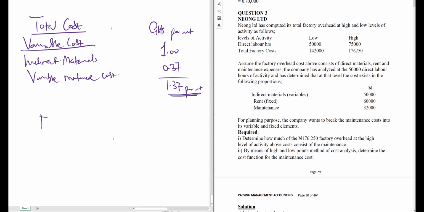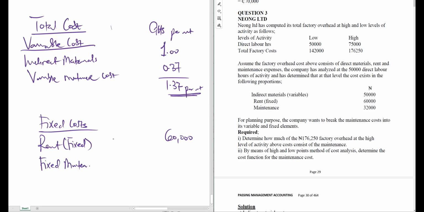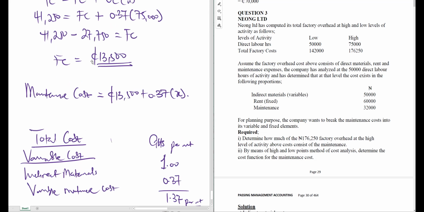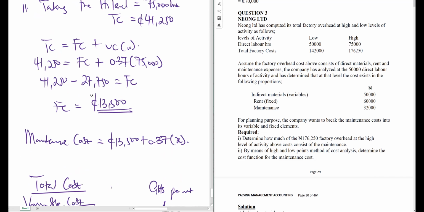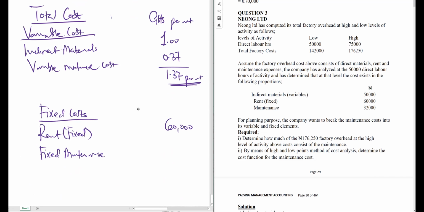Fixed costs. We had rent, right? Fixed rent, which was what? 60,000. And we had fixed maintenance also, which was what? 32,000? No, fixed maintenance was 13,500. Remember, maintenance. Yes, 13,500.